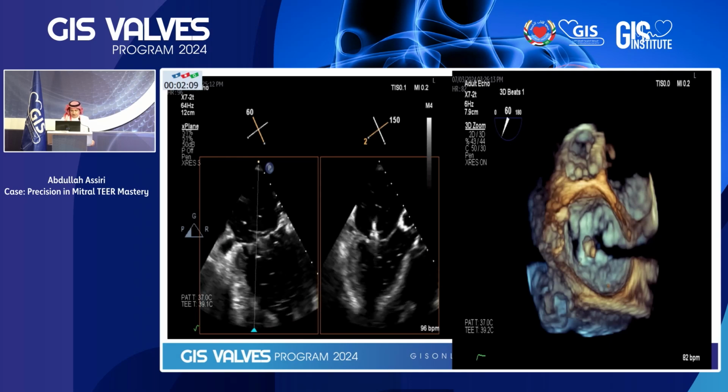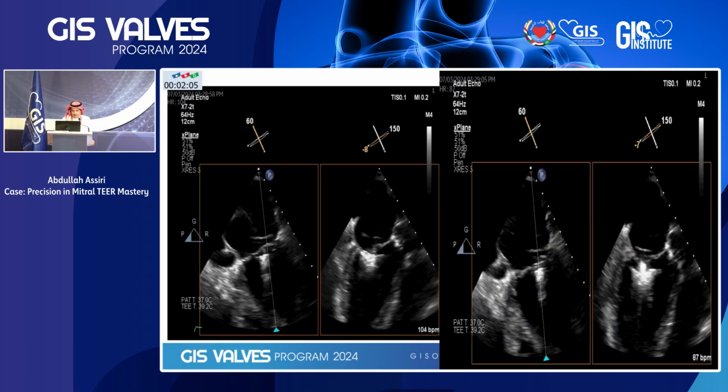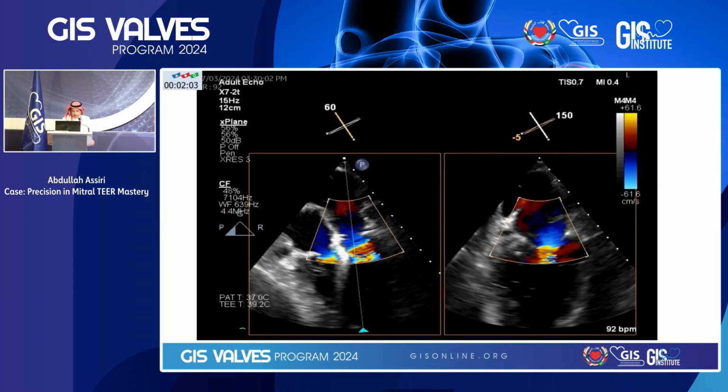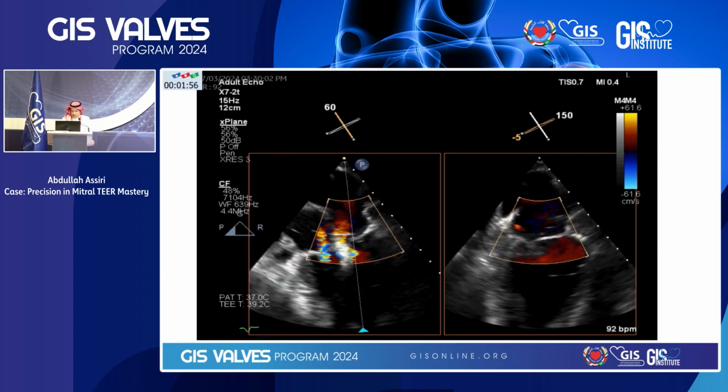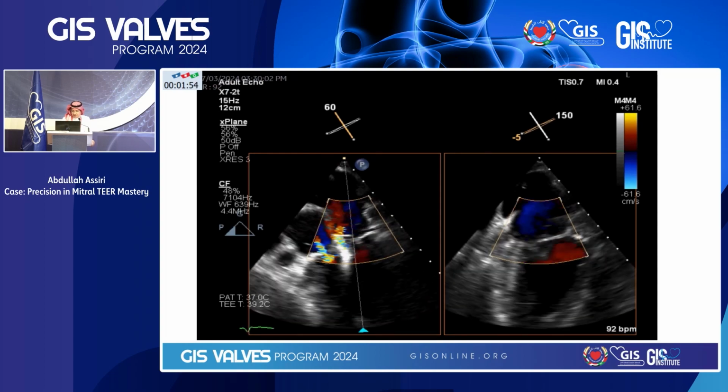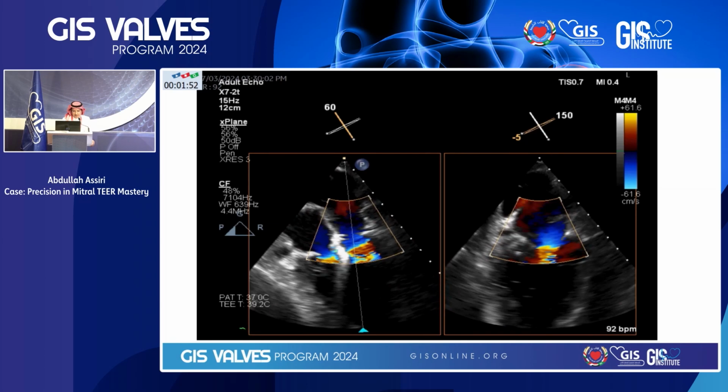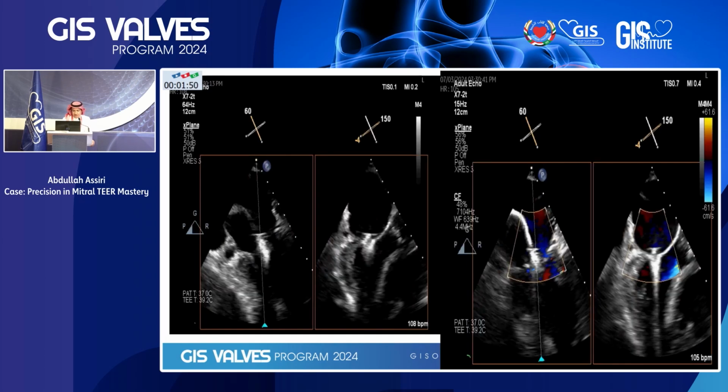Okay, this is our grasping zone, 3D to check for our perpendicularity. We start to grasp our leaflet. This is after grasping, showing good reduction of MR, or excellent reduction of MR, grasping all the anterior and posterior.